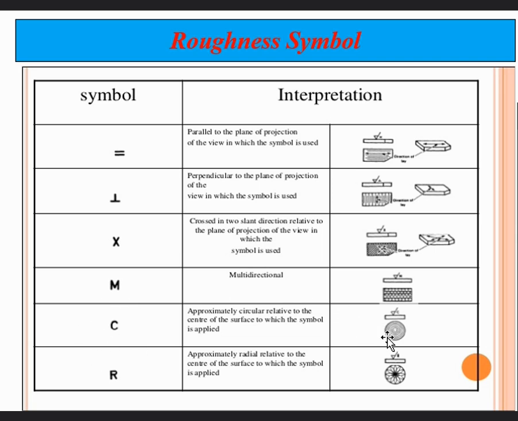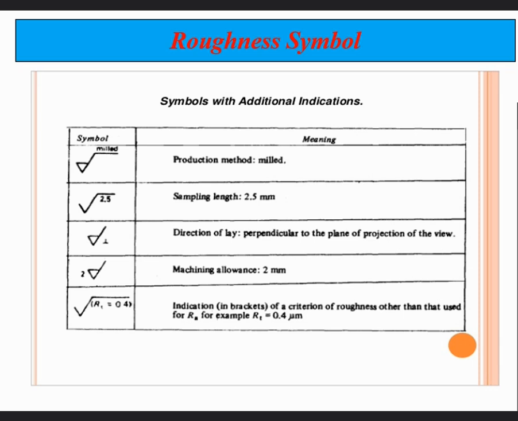Circular lay, so this is circular lay. If you are turning a job on a lathe machine, the lay or machining marks that you get are in the form of circles. That's why it is called circular lay. Got it? So these are the meanings of lay.